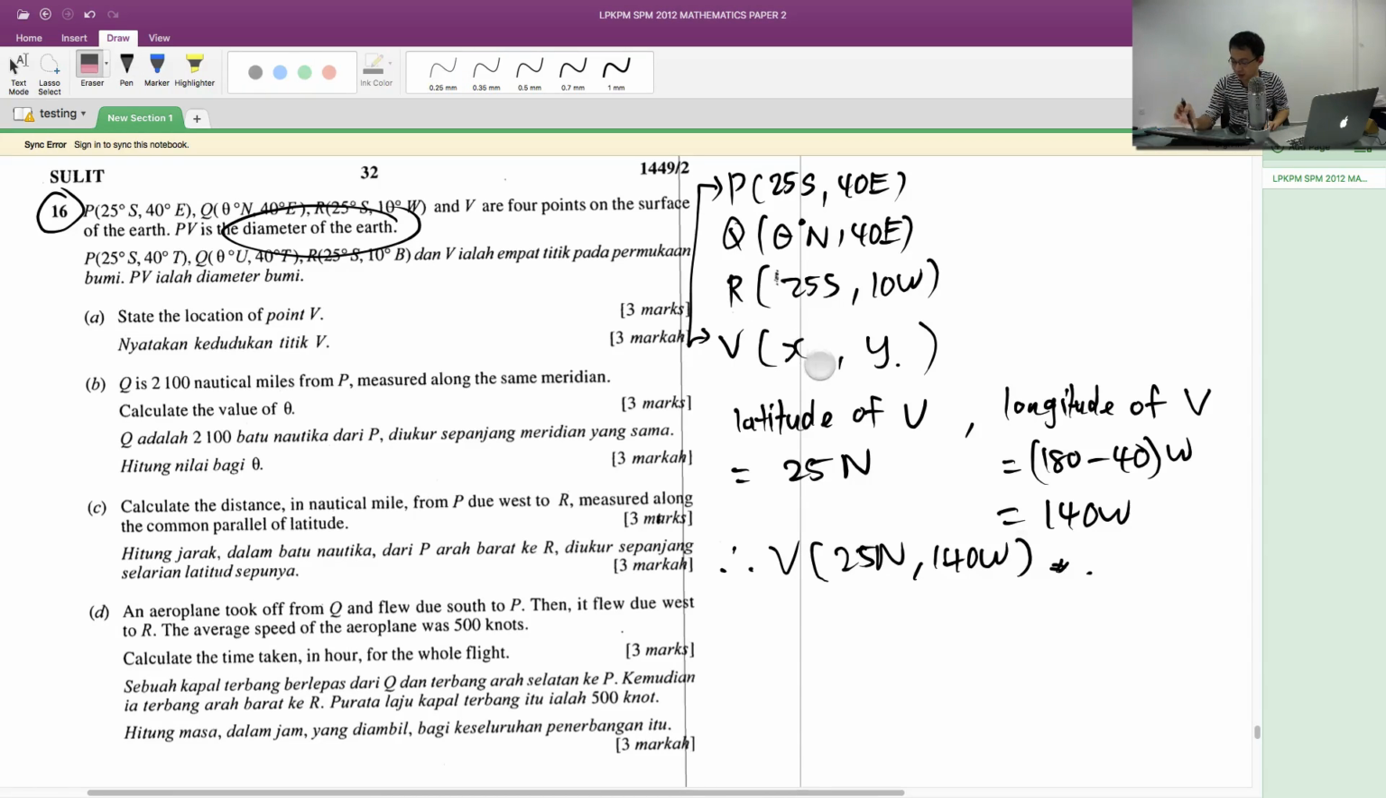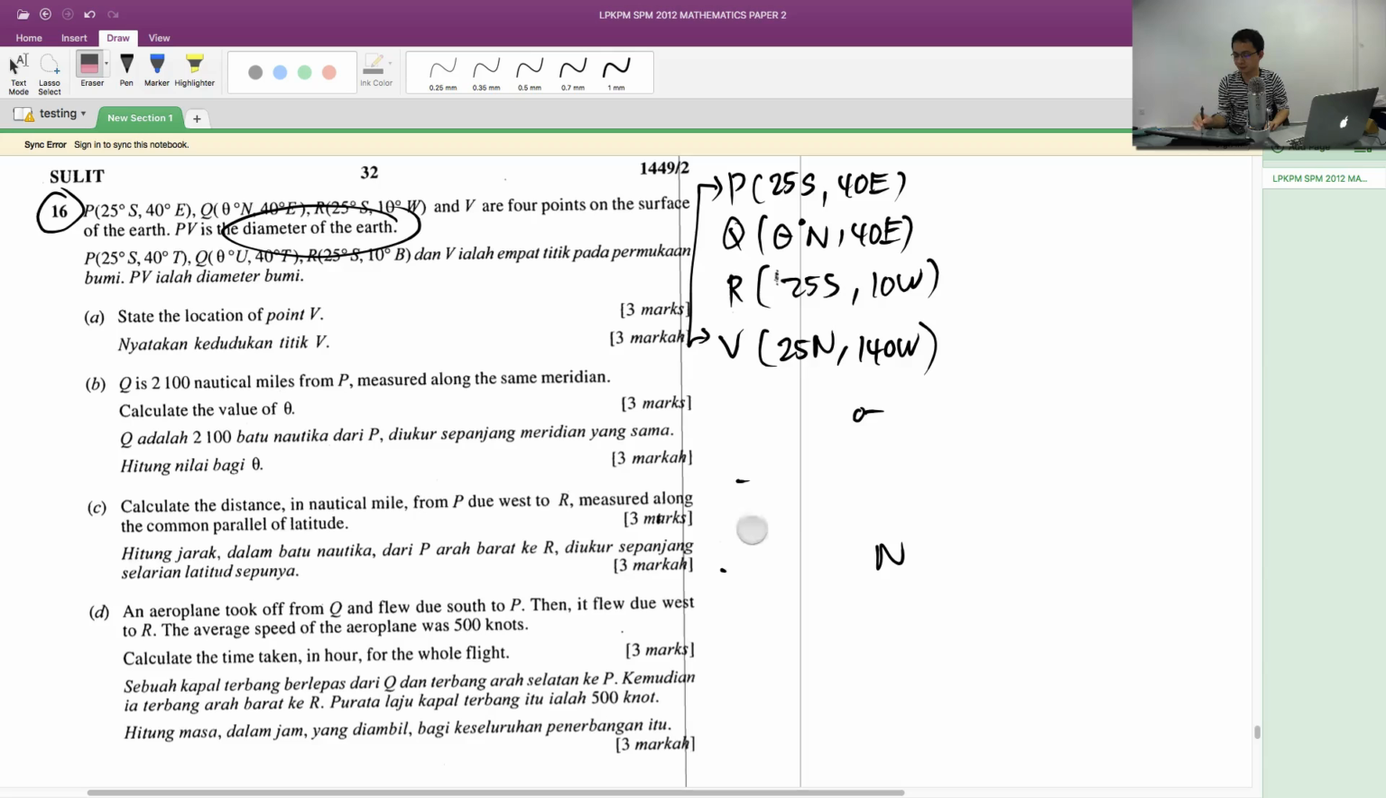So I will write down the things over here because I want to make sure I have all these things. So N, 140 W. Alright, so of course I will need a lot of space. I will erase this. Okay, then we go to part 2. Okay, so for part 2, I mean B, Q is 2100 nautical miles from P.